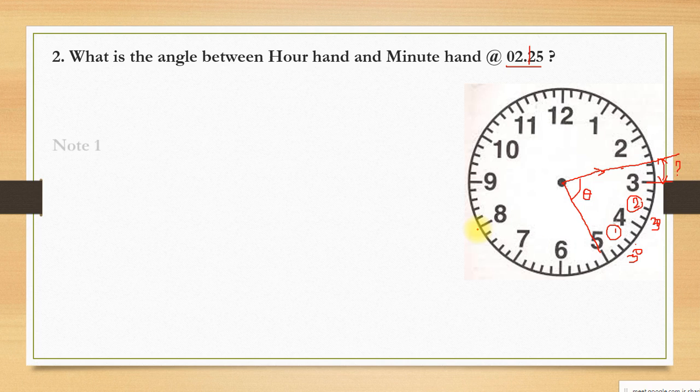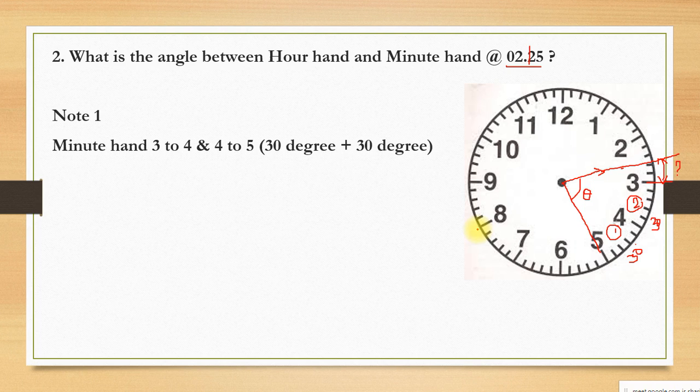So let me go to note number 1. As per note number 1, I am having 2 divisions: one is 3 to 4 and the other is 4 to 5. See here, I am having 3 to 4 and 4 to 5. Each division as per note 1 carries 30 degree. So totally I have 60 degree.